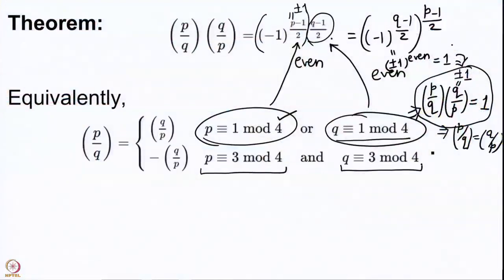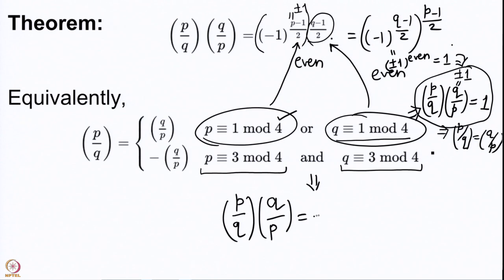But if you have that P is congruent to 3 mod 4 and Q is congruent to 3 mod 4, this tells you that the product is minus 1 to the power of an odd integer, which has to be minus 1, and then it will give us our result that (P/Q) is minus 1 times (Q/P). Okay, so this result, which may otherwise seem very complicated, does tell us how we are able to get the computation of (P/Q) from the computation of (Q/P).